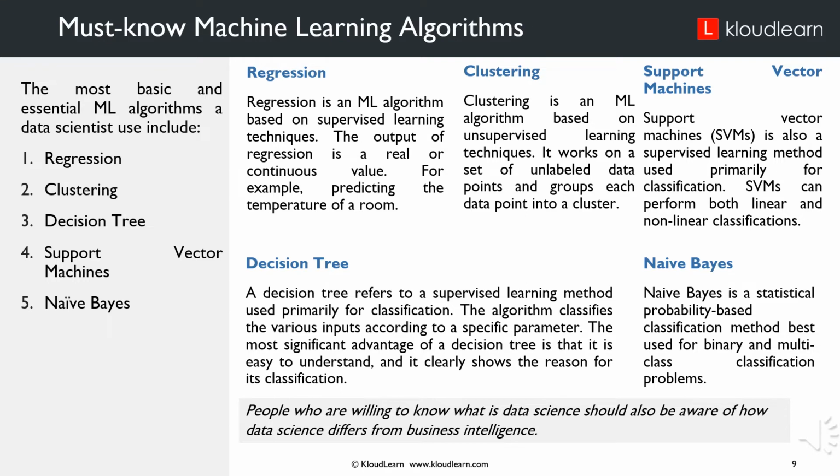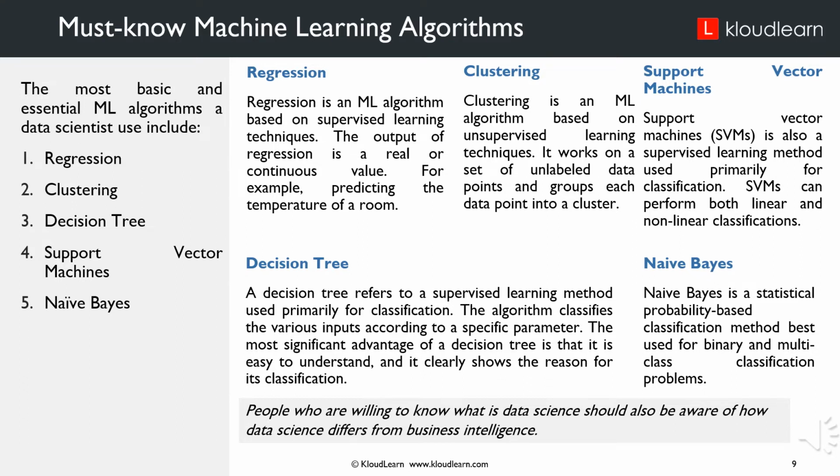Decision tree. A decision tree refers to a supervised learning method used primarily for classification. The algorithm classifies the various inputs according to a specific parameter. The most significant advantage of a decision tree is that it is easy to understand, and it clearly shows the reason for its classification.